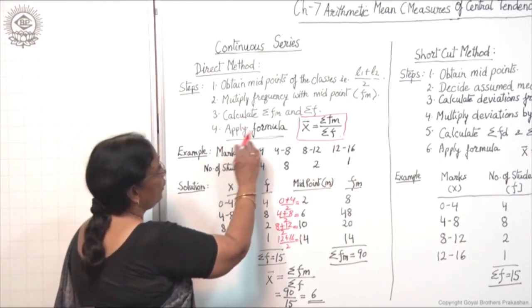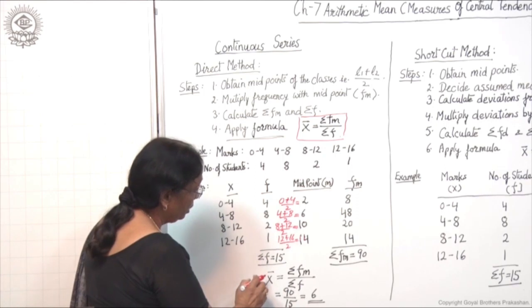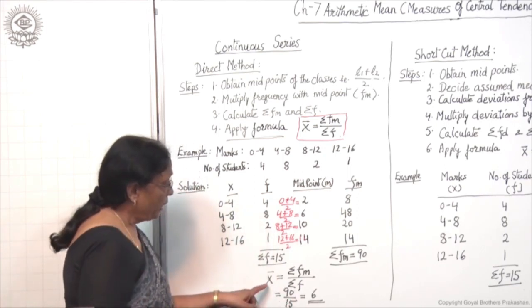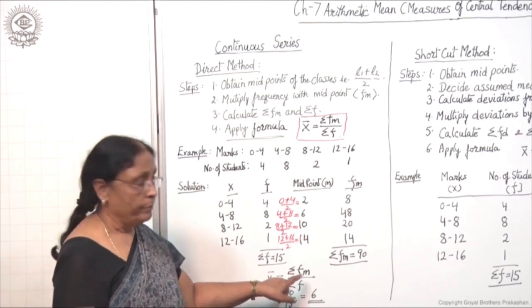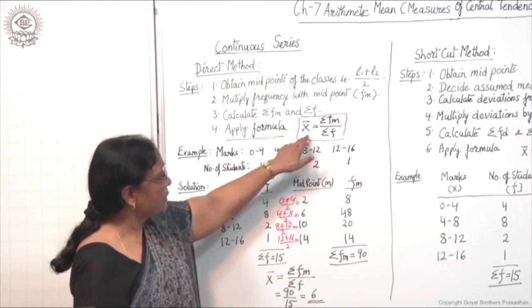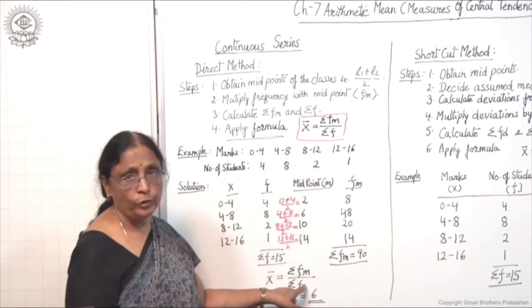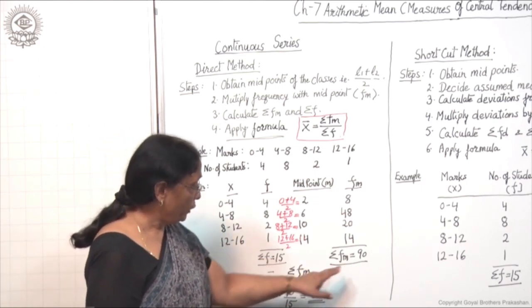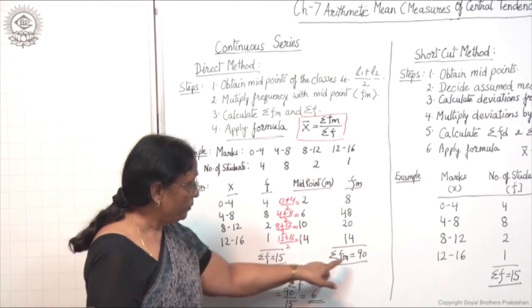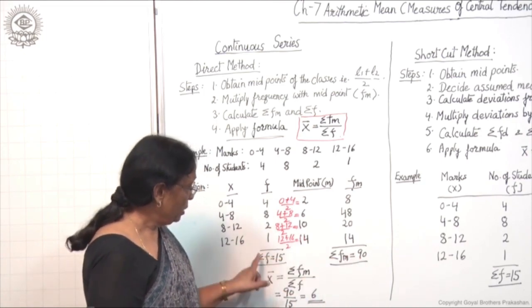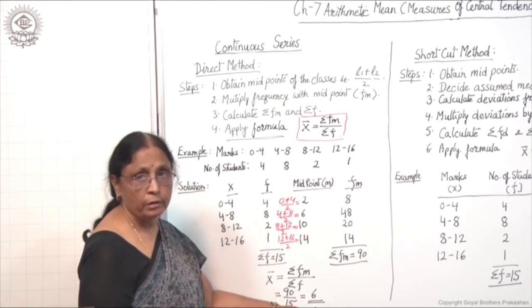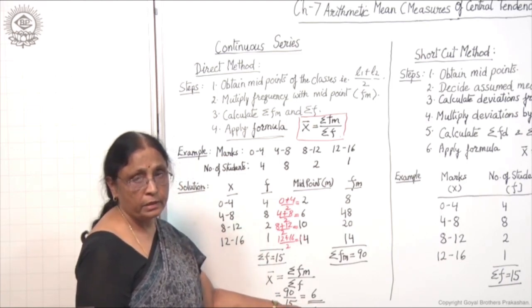Now you have to apply the correct formula over here. The formula is x bar, that is the arithmetic mean. X bar is equal to sigma Fm upon sigma F, the same formula. First you will write it down here. Next step, copy down the values. Sigma Fm over here is 90, sigma F is how much? 15. So the answer is 6.